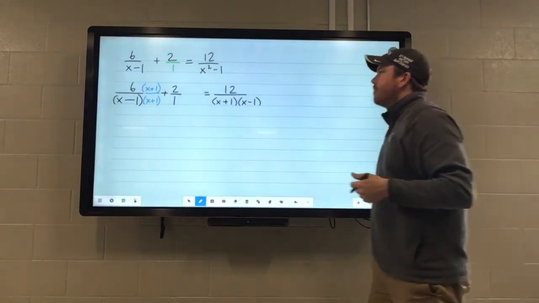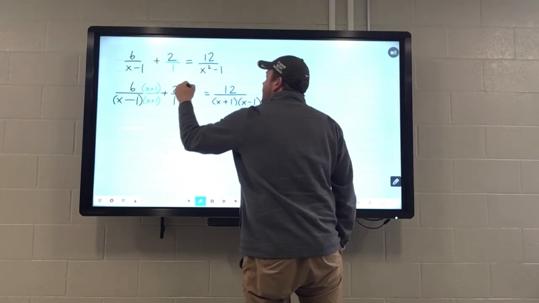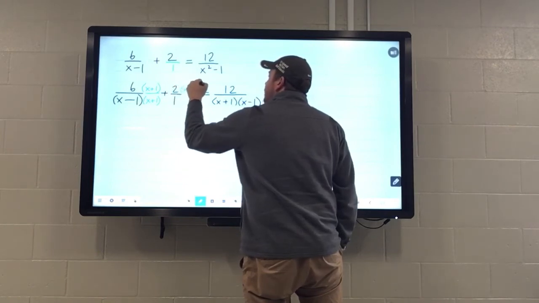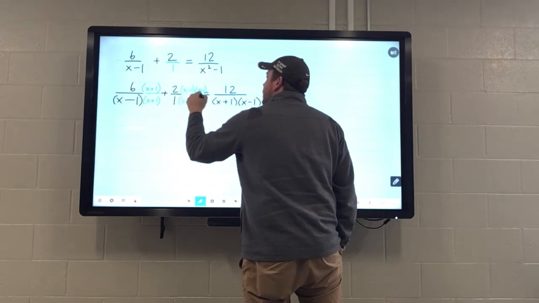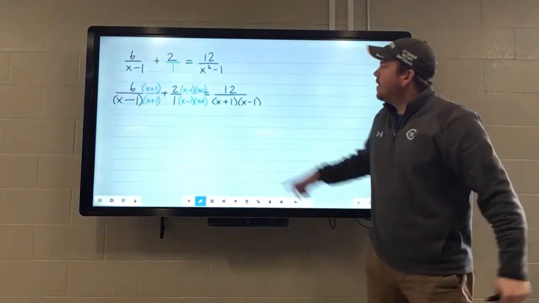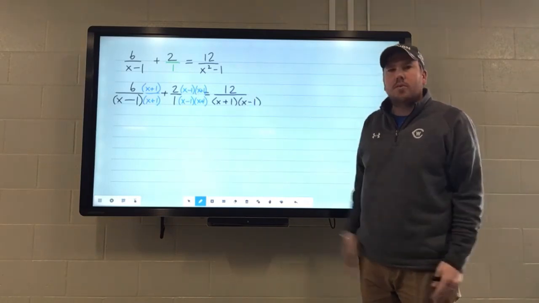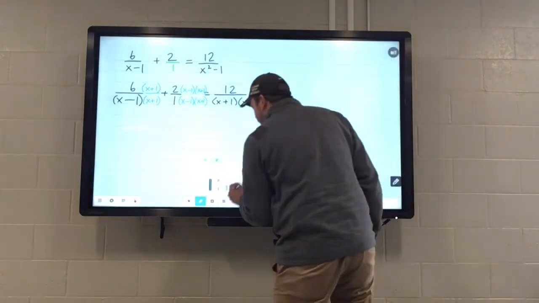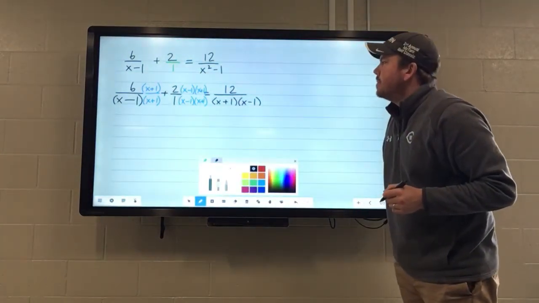All right? For my second term, we're going to multiply the top and bottom by x minus 1 and x plus 1. Okay? And then the term on the right side already has x plus 1 and x minus 1, so we don't need to change a thing. So let's go ahead and write this again just to be a little bit more neat.